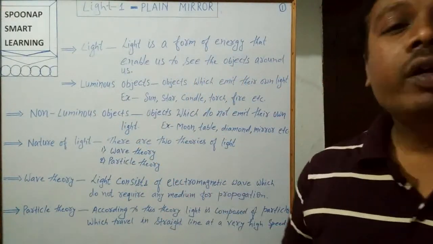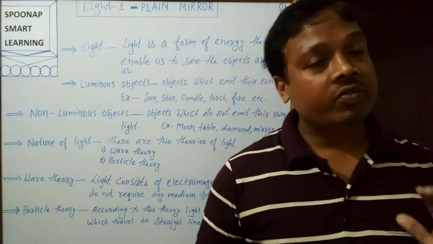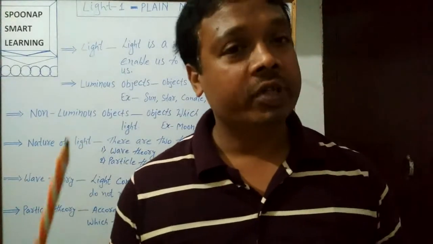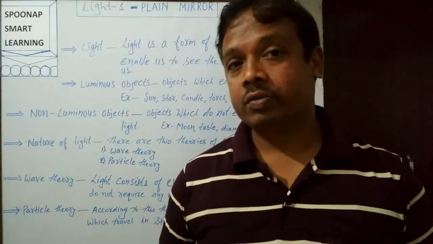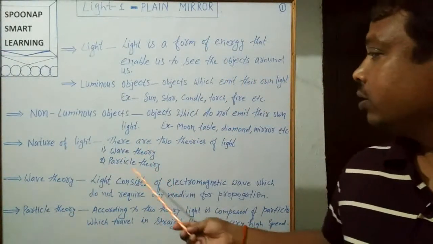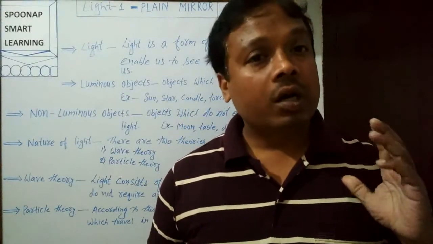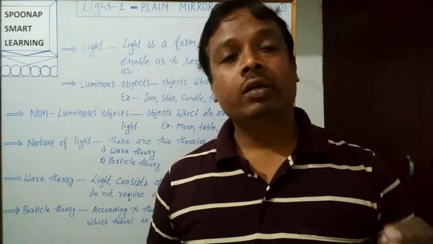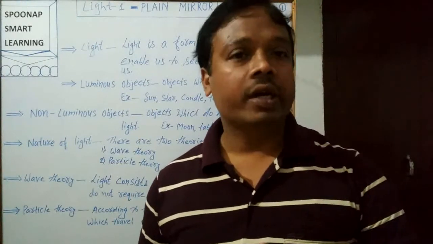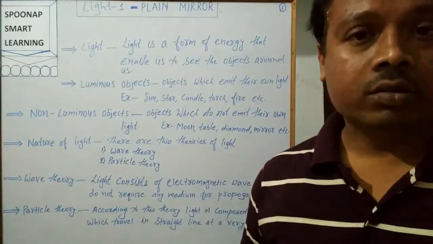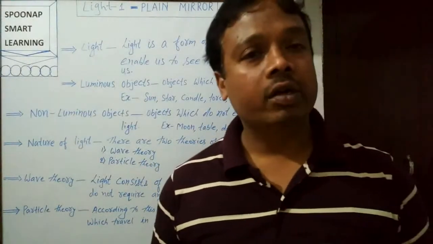Now, what are non-luminous objects? Non-luminous objects refer to those objects which do not emit their own light. For example, moon. All of us know that moon does not have its own light. It reflects the light of sun. A table is also a non-luminous object.